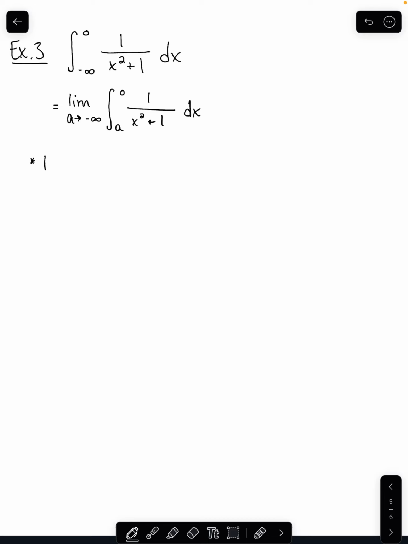As before, we start with the antiderivative. Which is relatively straightforward. We should hopefully at this point recognize 1 over x squared plus 1 as the derivative of arctangent, so that the antiderivative of 1 over x squared plus 1 is the arctangent function itself. Once again, we can forego the plus c, knowing that we are about to apply the fundamental theorem of calculus.